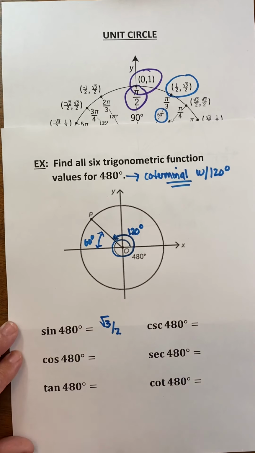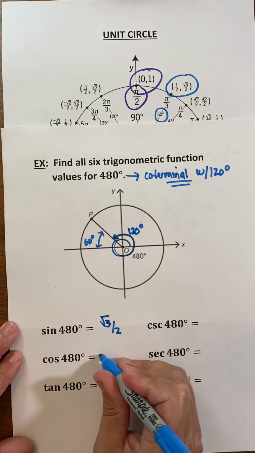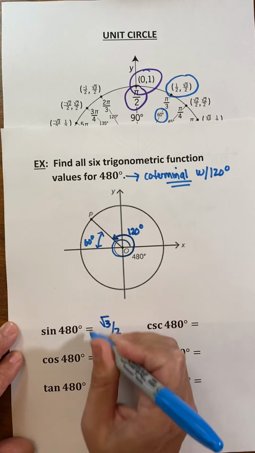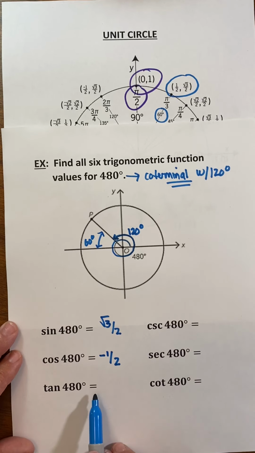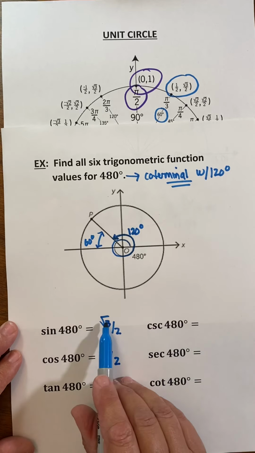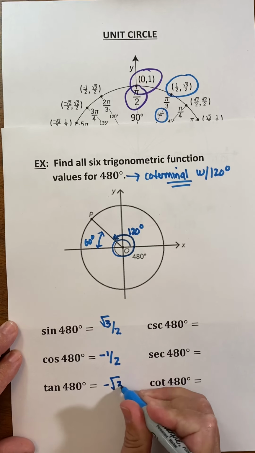And you can check in your calculator. Cosine of 480 degrees is negative 1/2. Although remember, I don't want the decimal equivalent. 0.866 does not work. The tangent of 480 degrees is that numerator over that one, negative square root of 3.